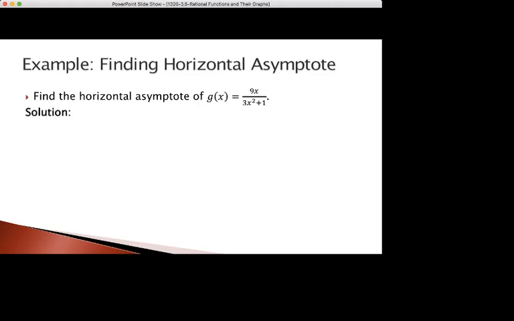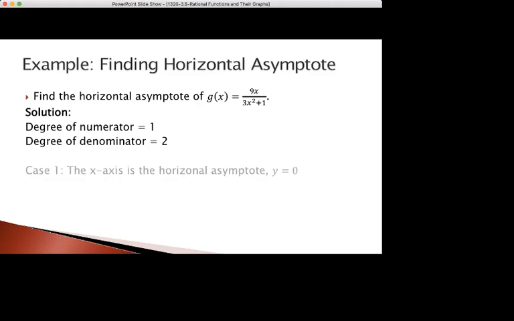So, solution. We know the degree of the numerator is equal to 1 this time. It's not equal to 2 like last time. Now it's equal to 1. The degree of the denominator is equal to 2. So this is a case 1 situation where the degree of the numerator is less than the degree of the denominator. So we can come to the conclusion that the x-axis is the horizontal asymptote for this function, or the line y is equal to 0.